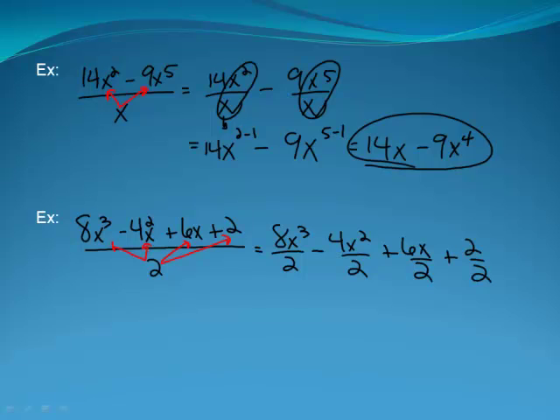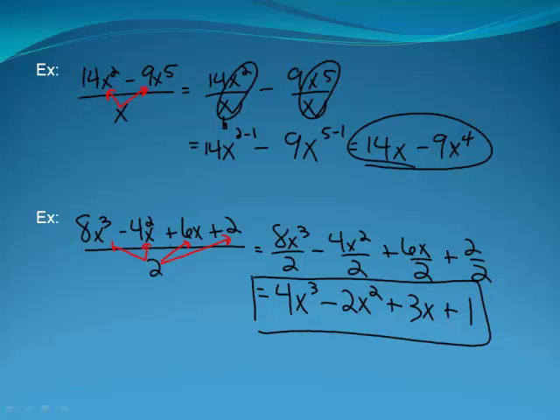And simplify each of those individual fractions if possible. Okay, here, 8 divided by 2 leaves you with 4x cubed, minus 4 divided by 2 is 2x squared, plus 6 divided by 2 is 3x, plus 2 divided by 2 is 1. Those are all unlike terms, and since you're adding and subtracting without like terms, you can't combine them. That is your final answer.